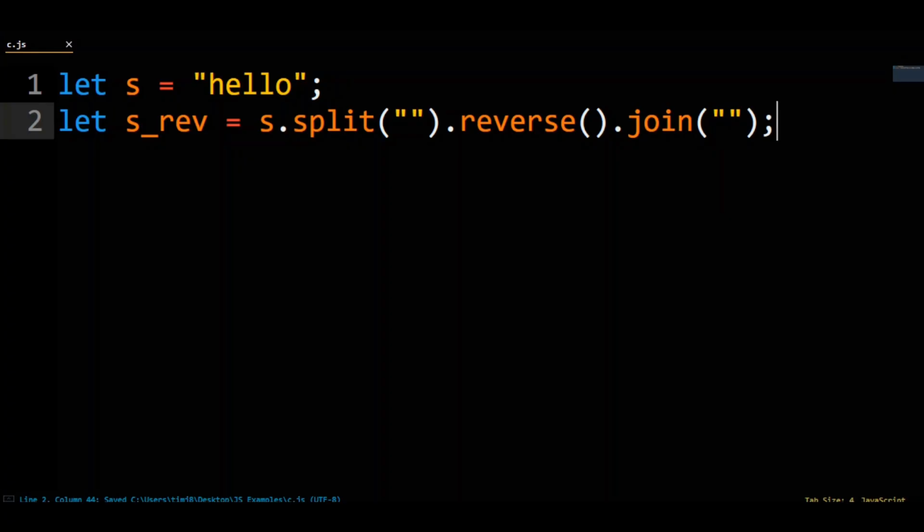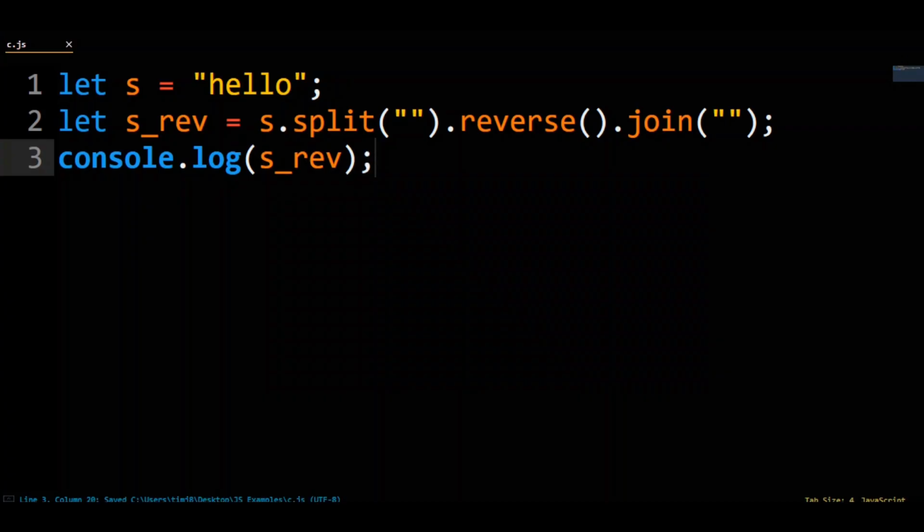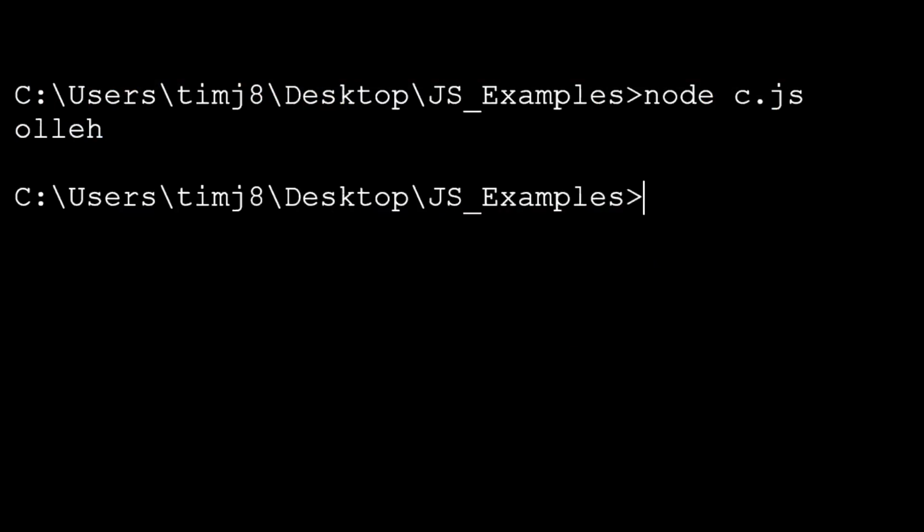This joins together the array we just reversed into a new string, meaning the end result is that we have reversed s. If we console.log srev and run the code, we'll see hello reversed.